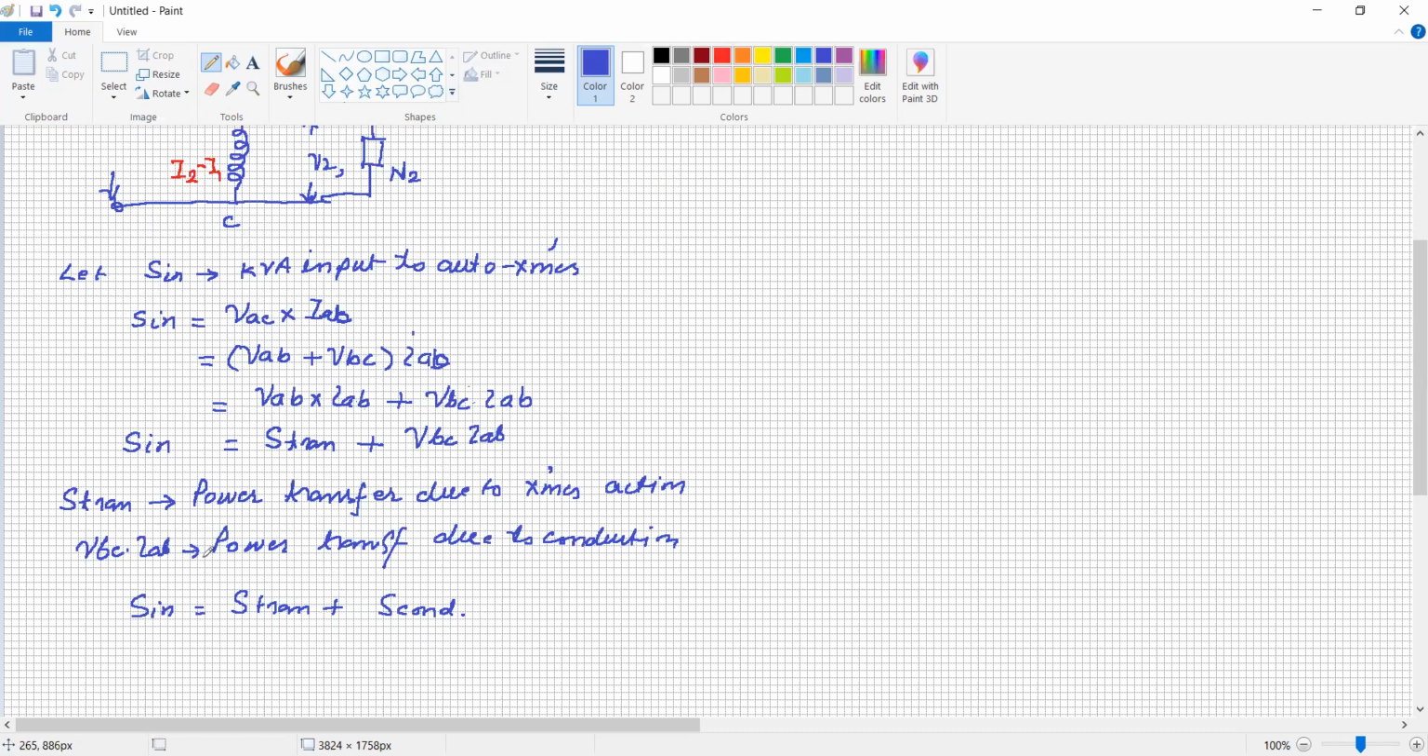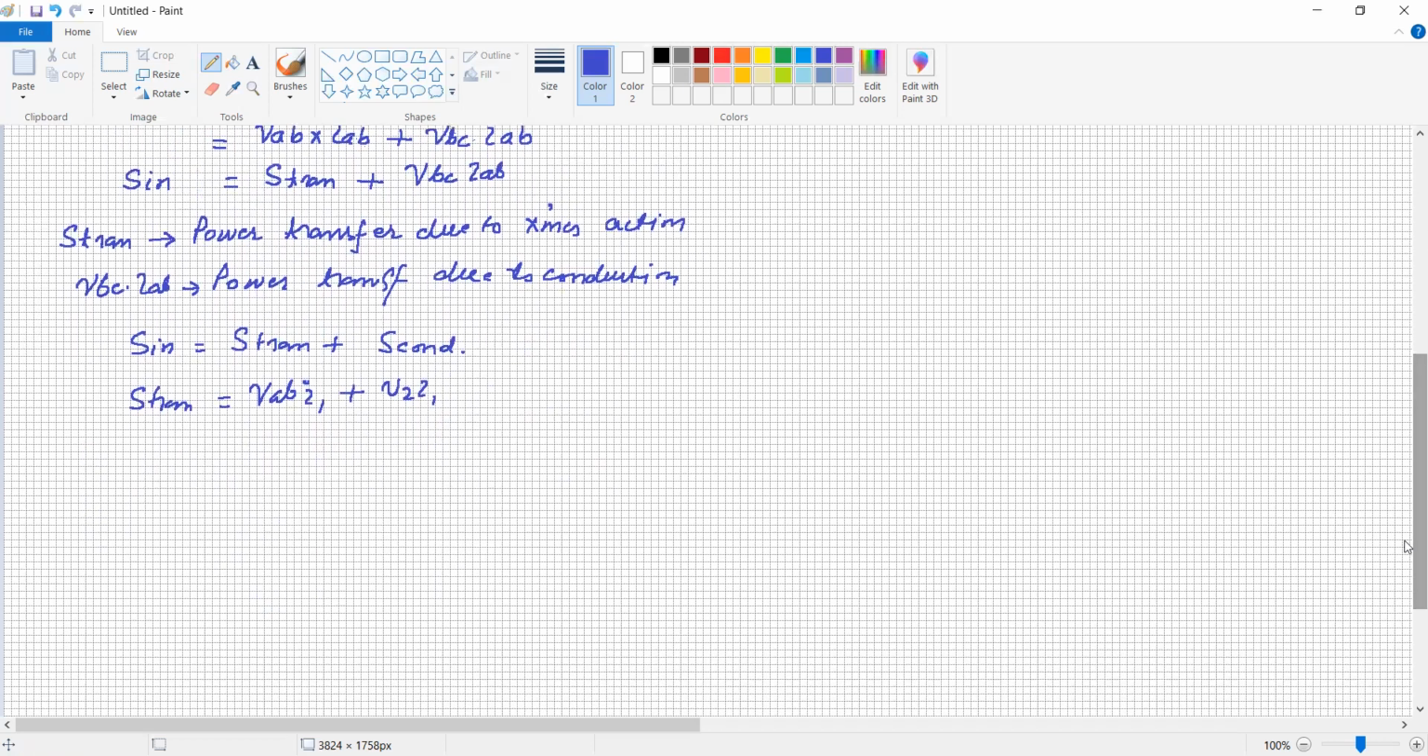So what is the power transfer due to transformation action? S trans is equal to VAB into I1, and VAB is nothing but V2 into I1. By this we can say that it is the transformation. So the kVA rating of the auto transformer is greater than the kVA rating of the two winding transformer. If the same capacity transformer is taken as a two winding transformer, then the power transfer by the auto transformer is greater than the two winding transformer.